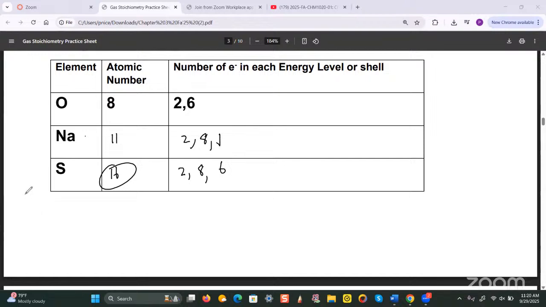Can I clear this? All right, clear this.